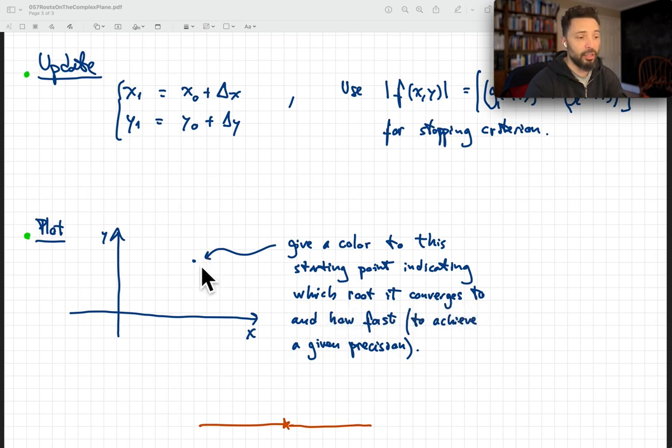You can also give it a shade. You can make it darker or lighter depending on how fast it approaches the root. That is, to achieve a given precision, you can make it darker if it takes longer, or lighter if it takes a shorter number of iterations. And so with that as a criterion, you can generate a very beautiful plot that will present many colors and different shades. And what you will find, in fact, is a fractal. The shape of this type of plot, where you give a color to each starting point depending on which root it converges to, will give you the shape of a fractal.